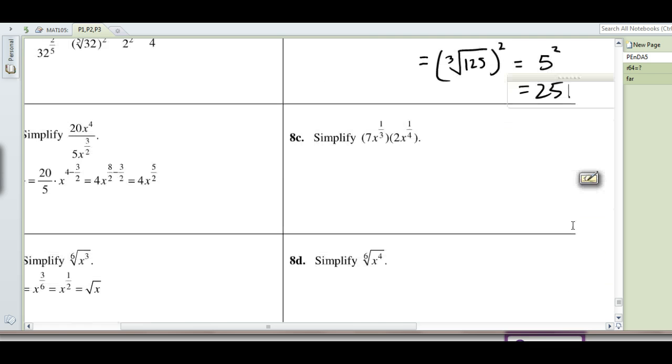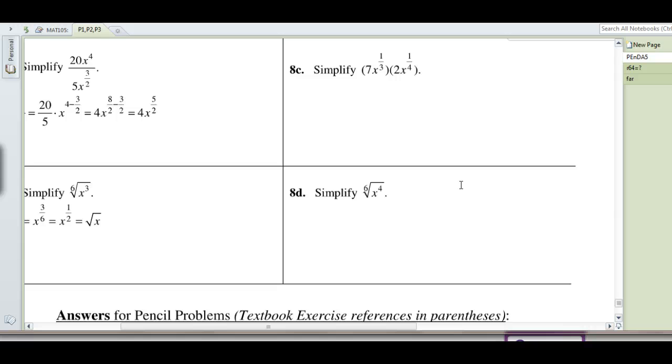Alright, almost done. 2 more left. Simplify this one. Okay, so things get a little bit tricky here. Let's multiply our regular numbers first, 7 times 2, and then organize our x's afterwards. x to the 1/3 times x to the 1/4. So we know that the first numbers are 14. And then what do you do with the powers here? We actually add them. So we're going to have to add 1/3 and 1/4 in the exponent. And that'll give us our final answer.